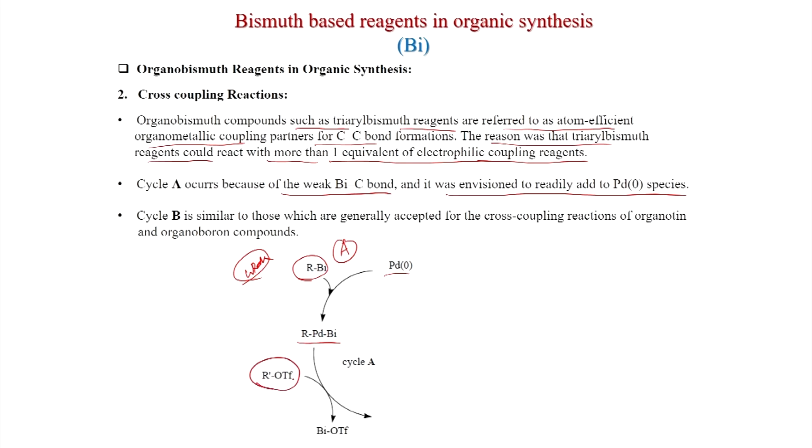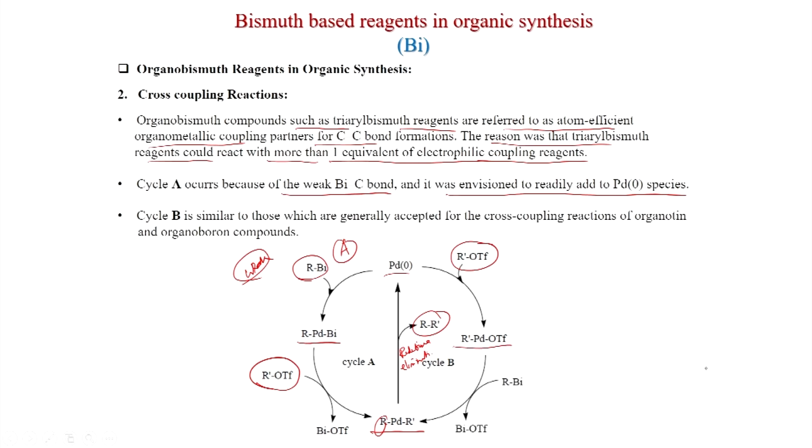Now, the other partner will come, suppose R' OTf, the bismuth triflate will be generated and you get this. Now, palladium is connected to both R and R', and of course, the reductive elimination will happen. Reductive elimination generates the palladium 0, and this is the product. Now, another cycle is also possible, where R' OTf adds to palladium first to generate this, and now the transmetallation will happen. R from bismuth goes to bismuth triflate and this R group goes to the palladium to generate this same intermediate R-palladium-R', and after reductive elimination you get this. So, this was published in Organic Letters 1999.